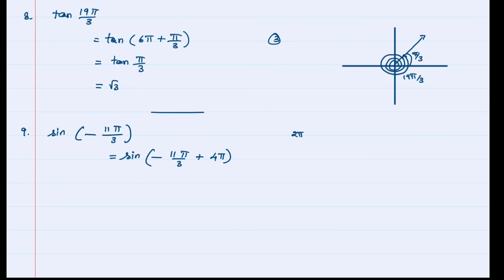So, by adding any number of complete revolutions, the value of the trigonometric function does not change. Sine of, by taking LCM 3, we get negative 11 pi plus 12 pi. It is sine pi over 3. The value is root 3 upon 2.